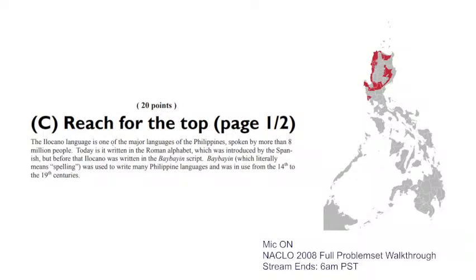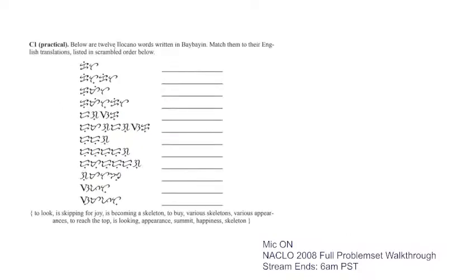The Ilocano, I'm assuming that's how you pronounce it, language is one of the major languages of the Philippines, spoken by more than 8 million people. Today it is written in the Roman alphabet, which was introduced by the Spanish, but before that, Ilocano was written in the Babayin script. Babayin, which literally means spelling, was used to write many Philippine languages and was in use from the 14th to 19th centuries. Okay, below are 12 Ilocano words written in Babayin. Match them to their English translations listed in scrambled order below.